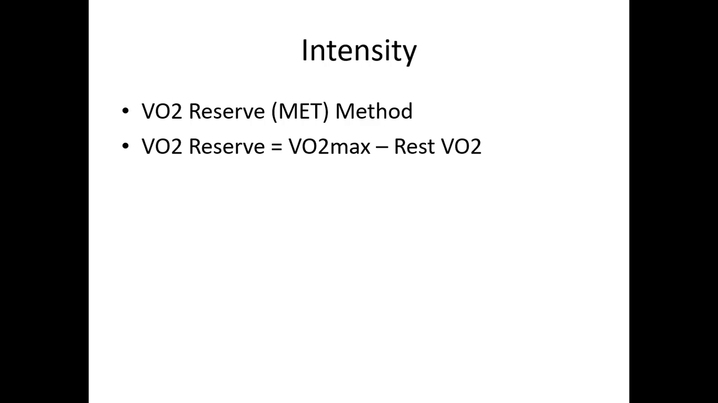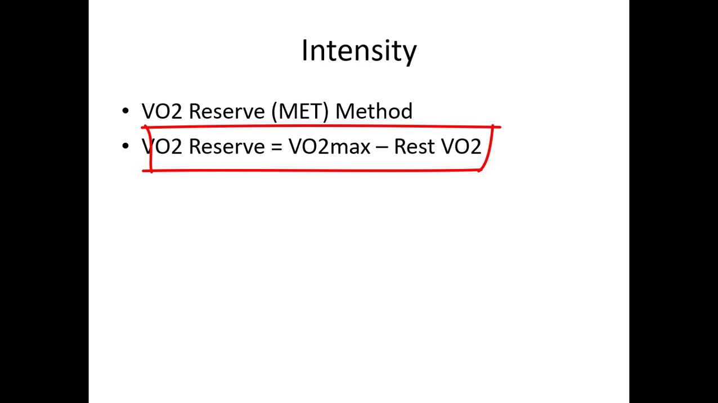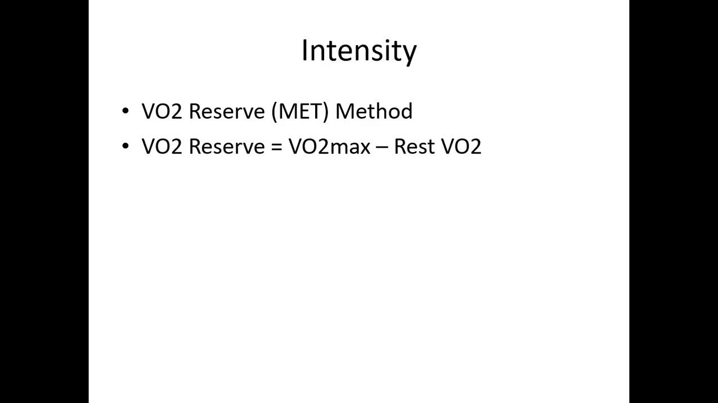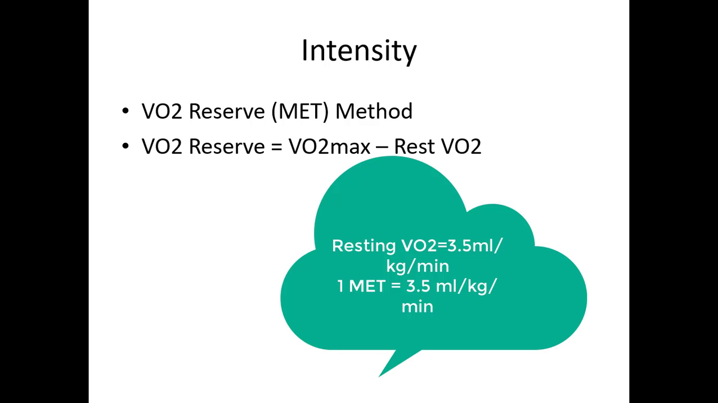So in this slide, I would like to explain how to set up our exercise intensity. To get exercise intensity, you need the VO2 reserve or MET reserve method. VO2 reserve is equal to VO2 max minus resting VO2. Does that make sense? Well, you know your VO2 max value, like 45, 50, 35. And how about resting VO2? We have a number, right? Resting VO2 is 3.5 milliliters per kilogram per minute. Right? Does that make sense?